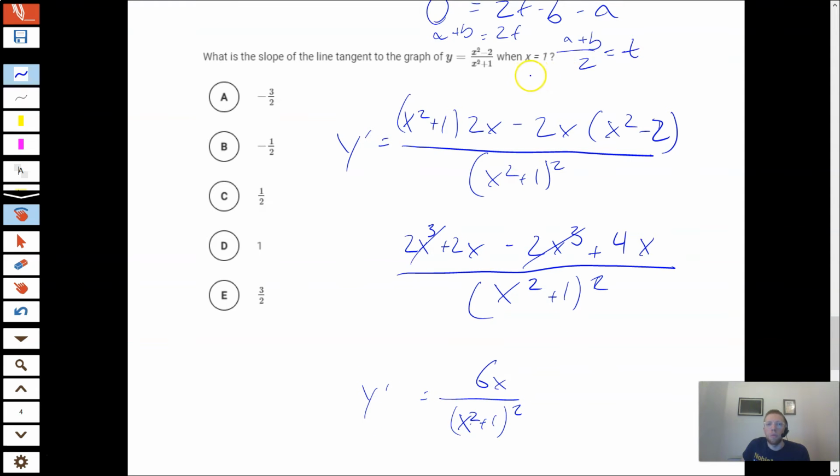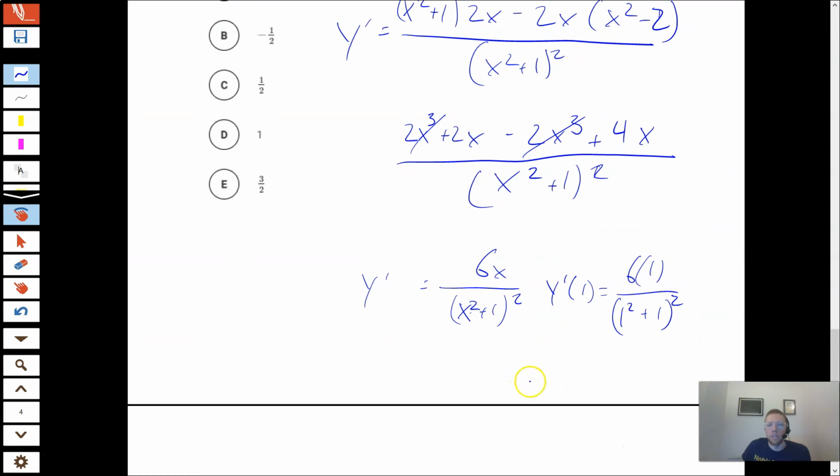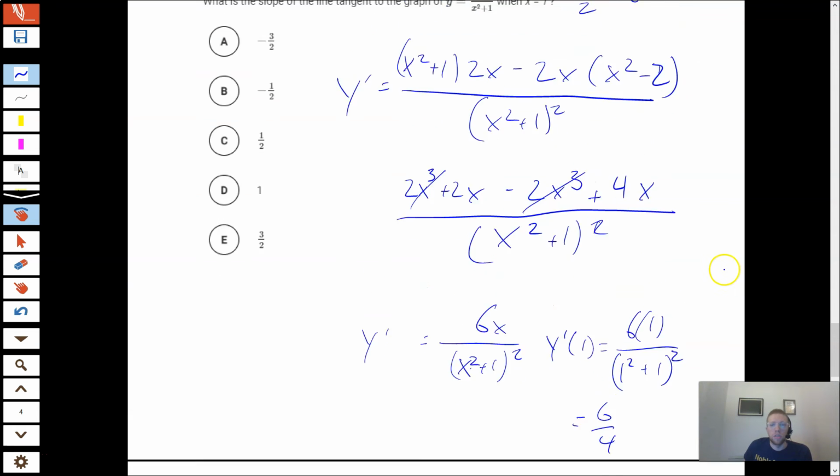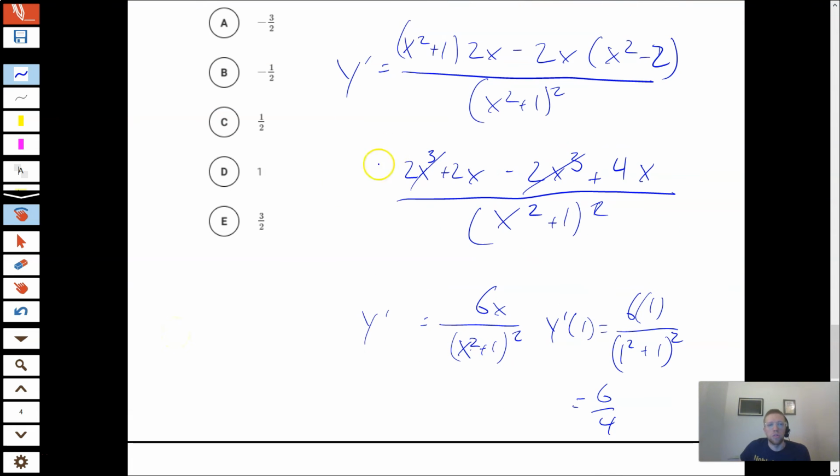And then I want to take y prime of 1. So I can rewrite that like this, y prime of 1. That's good notation here. Is 6 times 1 over 1 squared plus 1 squared. So that's going to be 6 over 4. 1 plus 1 is 2, squared is 4. So 6 over 4, let's find it in our answer choices. So that reduces, of course, to 3 over 2. Is the slope of the tangent line.